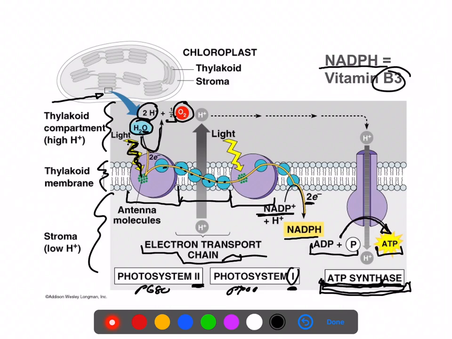Here's what I want you to get from this particular slide. I want you to understand two things. One, I want you to understand something called chemiosmosis.